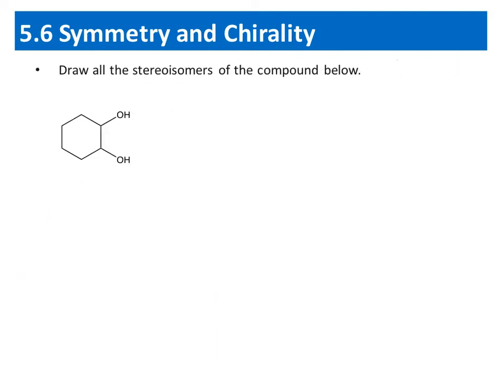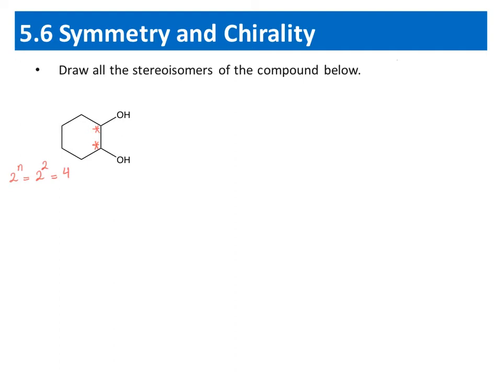A practice problem here: we are supposed to draw all stereoisomers for this molecule. The first step is to identify all the chirality centers. By looking at this structure, I can find two chirality centers in this molecule. And if you remember, we had a formula, 2 to the power of n, where n was the number of chirality centers. So 2 to the power of 2 gives me 4, meaning that I can draw 4 stereoisomers for this molecule.